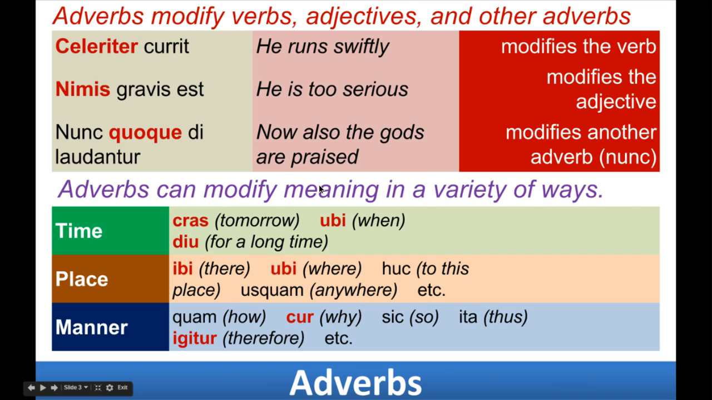Adverbs can modify in a number of ways: time, place, and manner. The adverbs you need to know for the National Latin Exam are highlighted in red. Cras, tomorrow, as in procrastinate. Ubi, when or where. Diu, for a long time. Those talk about time. Place: ibi, there. Ubi, where. Huc, to this place. Usquam, anywhere, etc. Or manner: cur, why. Igitur, therefore. You also should know sic, ita, and quam.